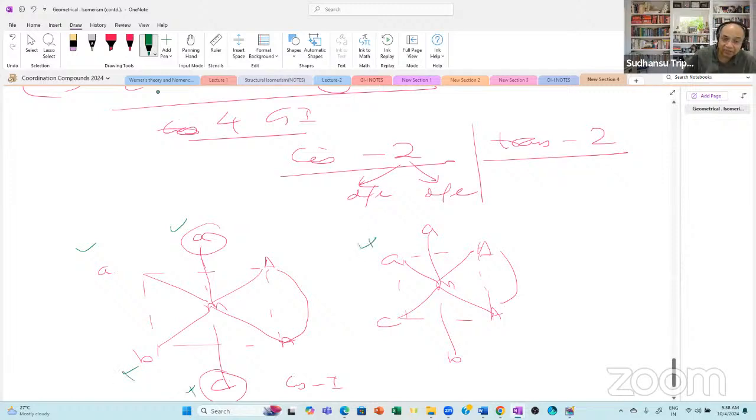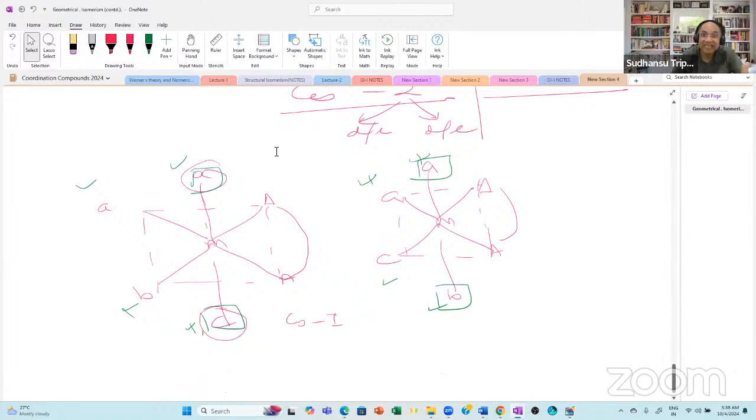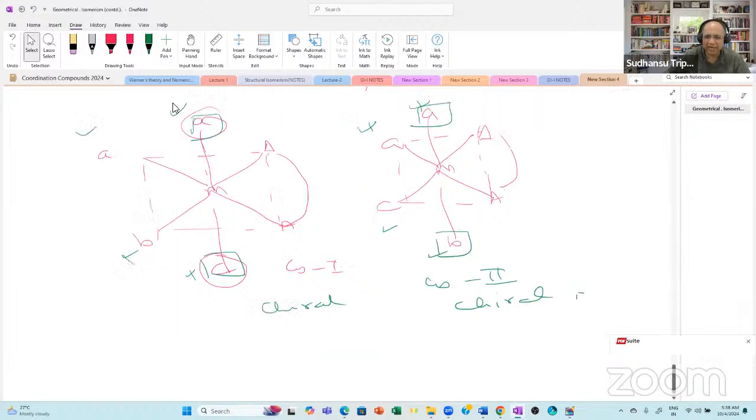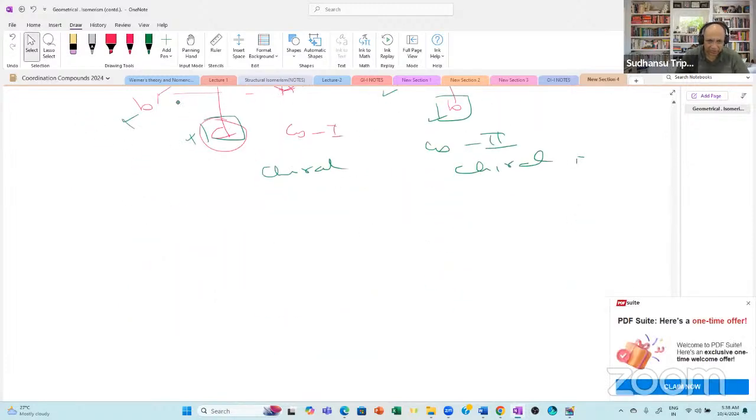Here also same. AA are cis, so also BC are cis. But here A and B are opposite. Here A and C are opposite. So they are not superimposable. The two are non-superimposable but cis. And each is chiral, dissymmetric. This is cis1, this is cis2, this is chiral, this is chiral. I am not drawing the mirror image enantiomers, that is understood, chiral.